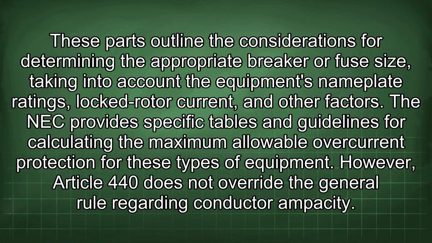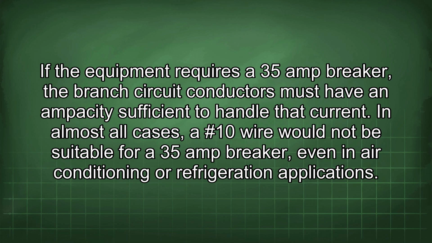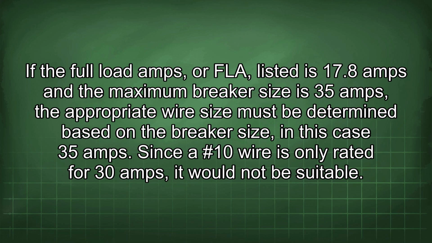However, Article 440 does not override the general rule regarding conductor ampacity. If the equipment requires a 35 amp breaker, the branch circuit conductors must have an ampacity sufficient to handle that current. In almost all cases, a #10 wire would not be suitable for a 35 amp breaker, even in air conditioning or refrigeration applications. If the full load amps, or FLA, is listed as 17.8 amps and the maximum breaker size is 35 amps, the appropriate wire size must be determined based on the breaker size, in this case 35 amps.